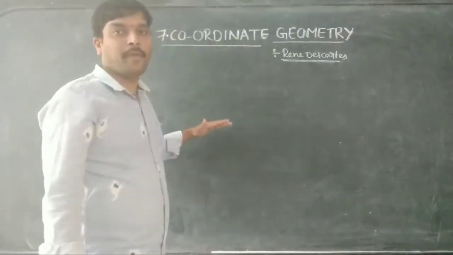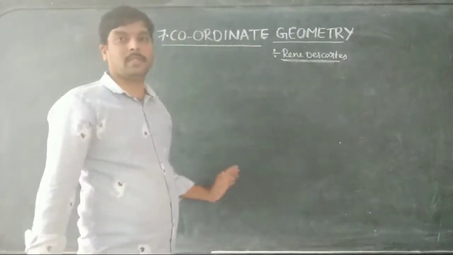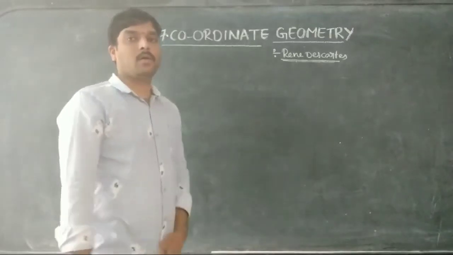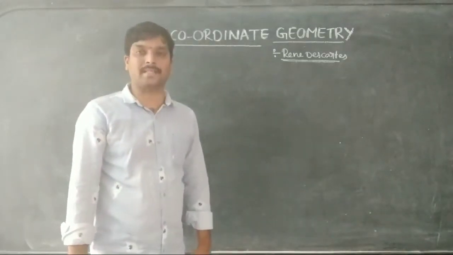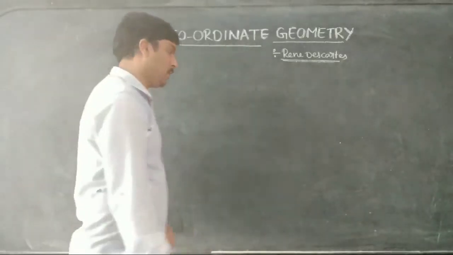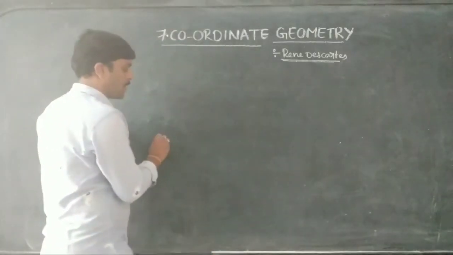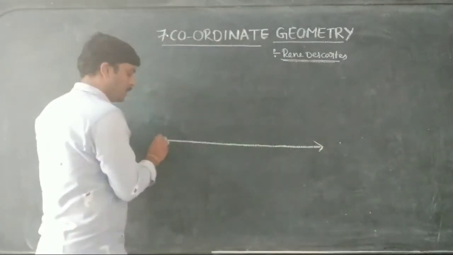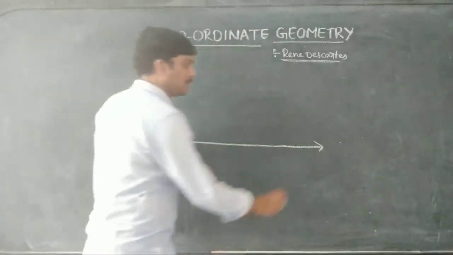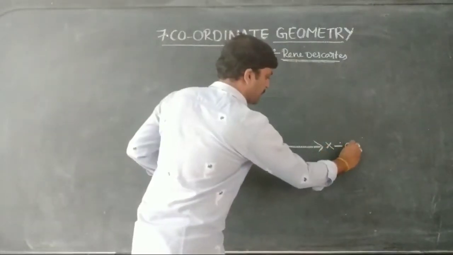A plane is a flat surface. Just imagine a Cartesian plane. A Cartesian plane means we need Cartesian axes, the coordinate axes. First of all, the horizontal real number line is called the x-axis.